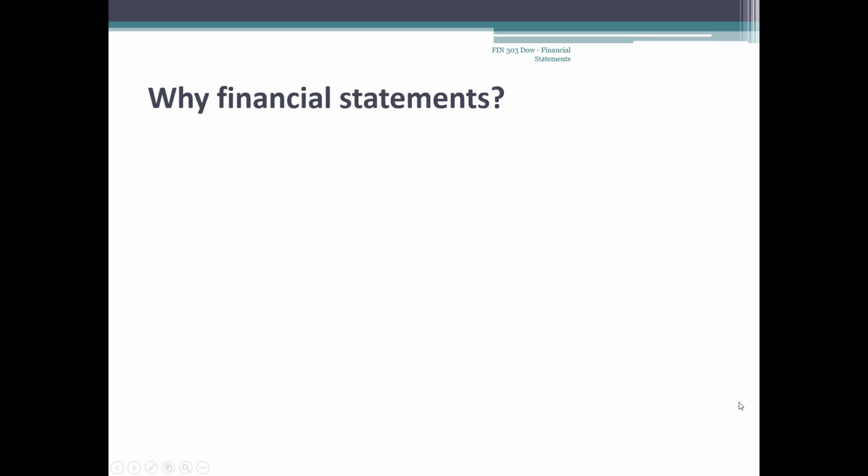Financial statements are important for a number of reasons. Companies have to keep records to determine their tax obligations. Internally, managers in the company might be interested in questioning how efficiently the company is run and whether there might be some way to improve that.